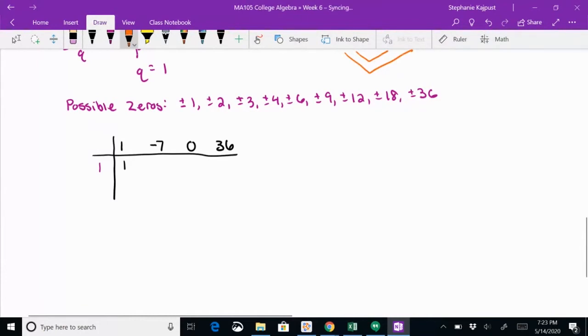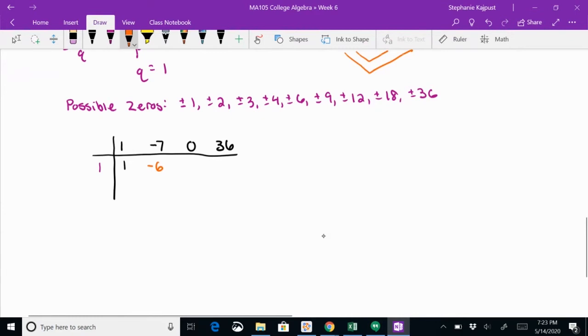So a lot of this, when I'm checking possible zeros, I don't usually write down any of the math. I just write the final answer of the multiplication and the adding, because I can just do that on a calculator. So you're multiplying 1 times 1, and then you're taking that answer and adding -7. So you can just do 1 times 1 minus 7 on your calculator. And so then you get negative 6.